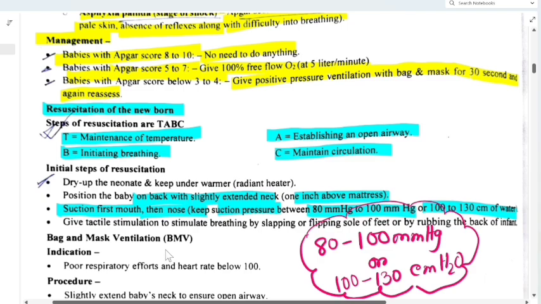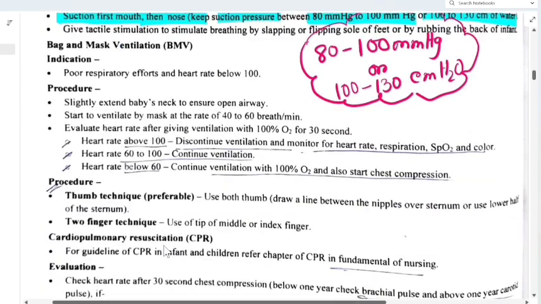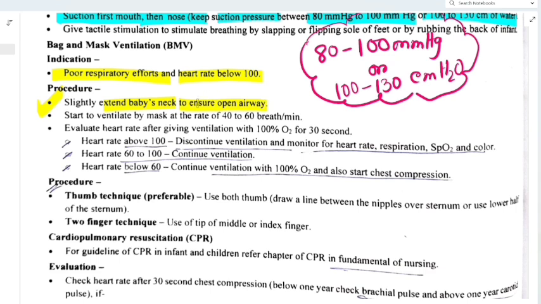Now bag mask ventilation. What is the indication? Poor respiratory efforts and heart rate below 100. The procedure is to slightly extend the baby's neck to ensure an open airway. As I was telling, we extend the baby's neck so that the trachea and the whole respiratory tract are in one line, so that the baby can breathe. Then start to ventilate by mask at the rate of 40 to 60 breaths per minute. This is basically the normal respiratory rate of a newborn, so we are maintaining that rate.